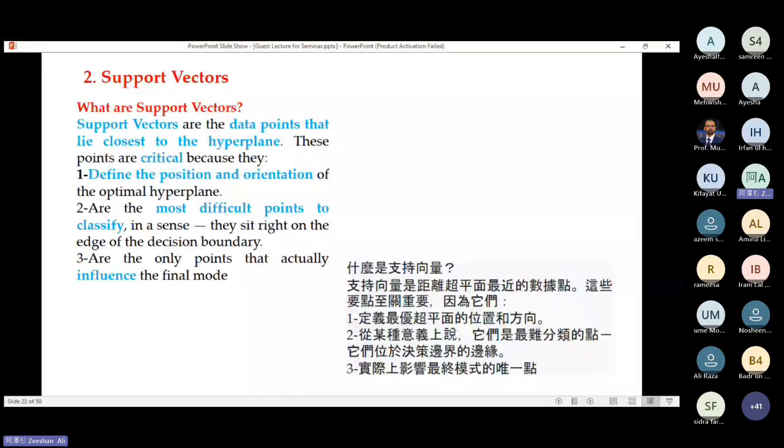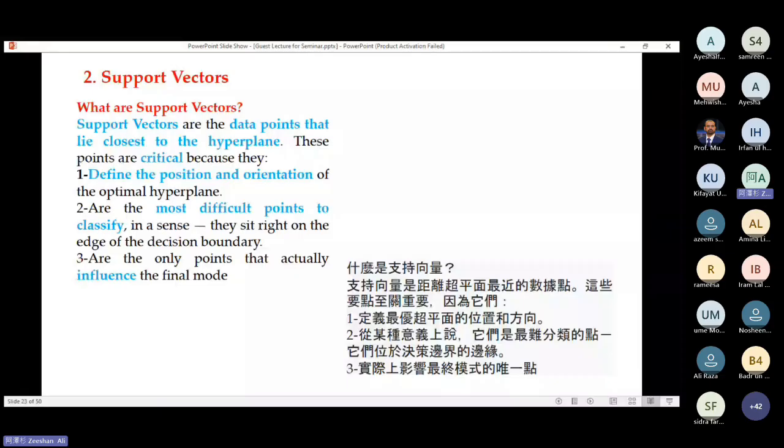Similarly, support vectors. Actually, these are all parts of the support vector machine. So first we explain what are support vectors, what is a hyperplane, what is a decision boundary, what is a positive hyperplane, what is a negative hyperplane. So we explain them one by one.